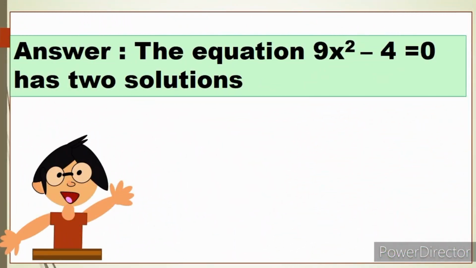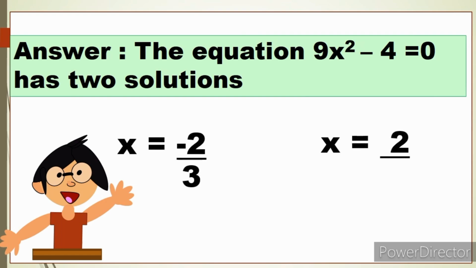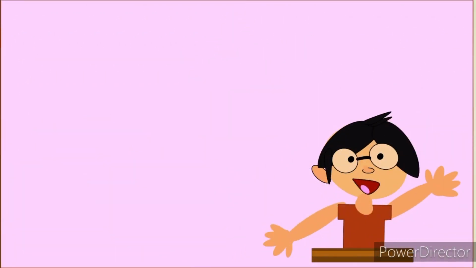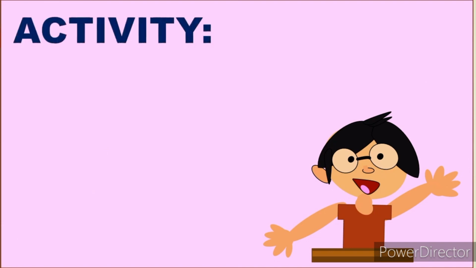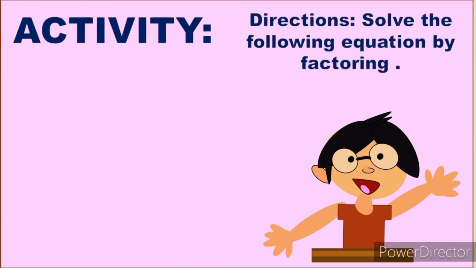So the answer is, the equation 9x squared minus 4 equal to 0 has two solutions: x equals negative 2 over 3 and x equals 2 over 3. Now I think you are ready for your activity. Let's find out. Do your best.